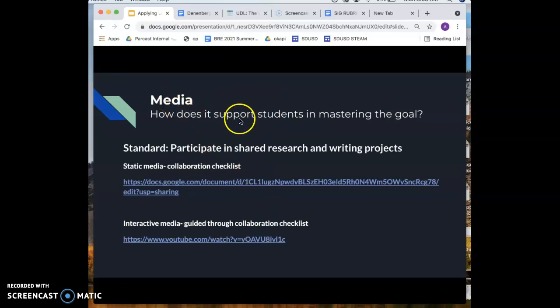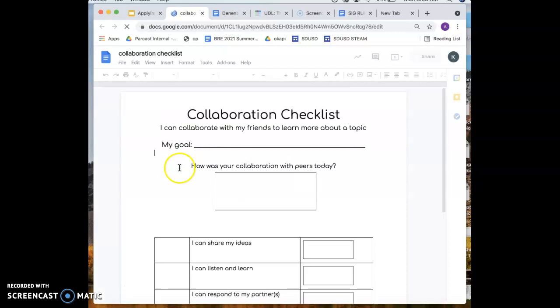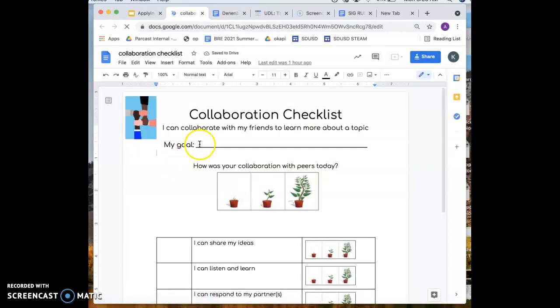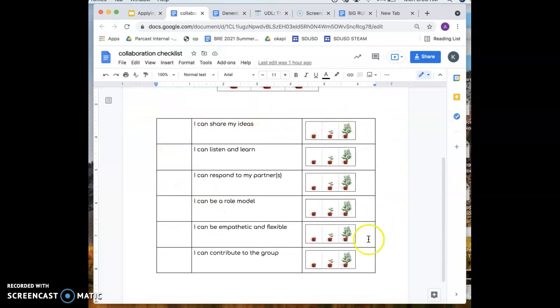So how does media support students? The first thing I created is a collaboration checklist. This is where students can put their individual goal and also assess how they are doing in relation to these smaller goals. And we use this plant metaphor for students. So the seed would be they're still thinking about the goal in their mind. They haven't really practiced it yet. Maybe it's not helping them.